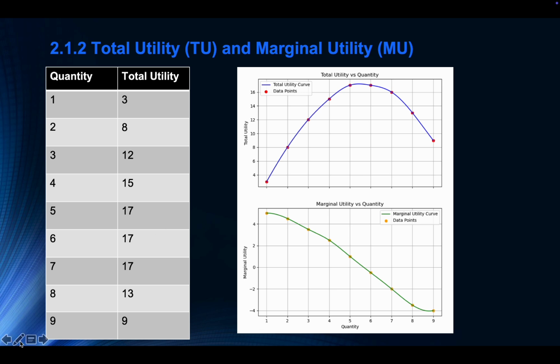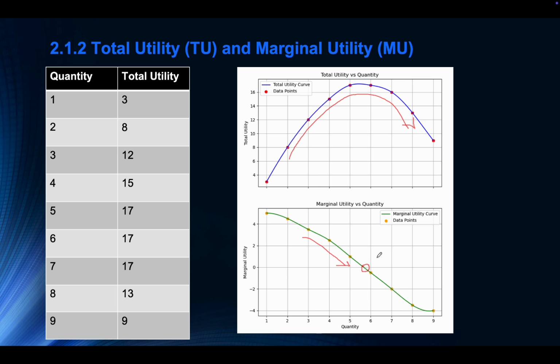Here we can see on the top graph, the graph is slowly decreasing. This shows us that the total utility decreases. But how does total utility decrease? Because the marginal utility at this point gets negative. That's why total utility decreases, because total utility is the sum of marginal utility. So now the question, why does marginal utility decrease?